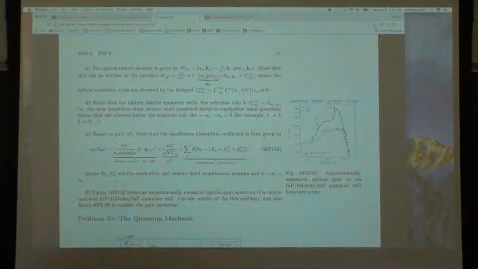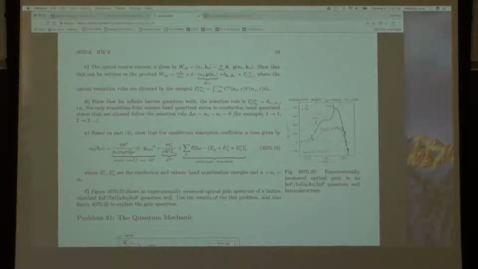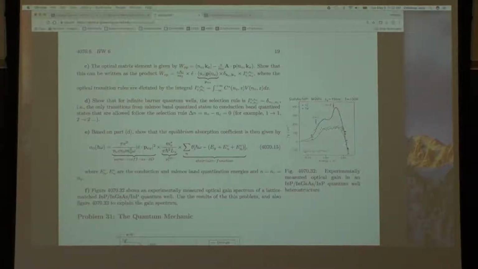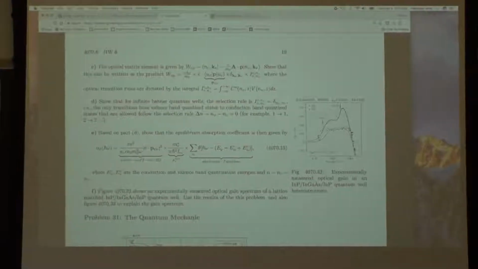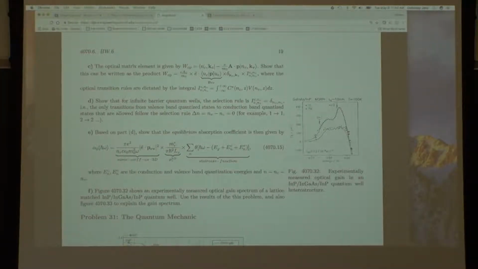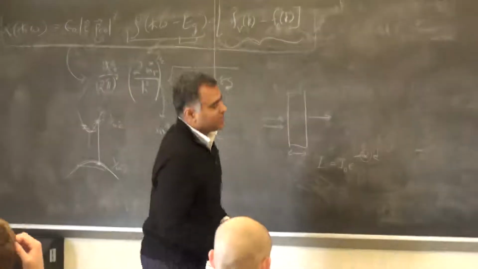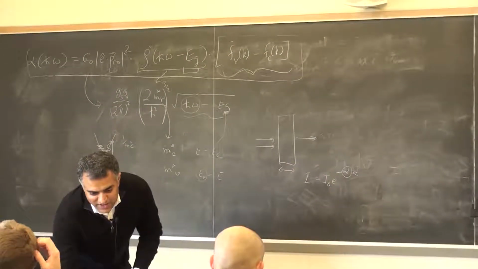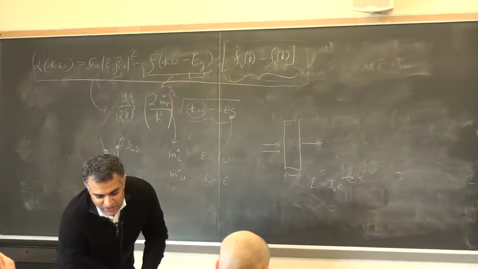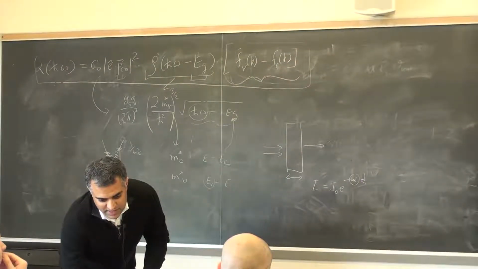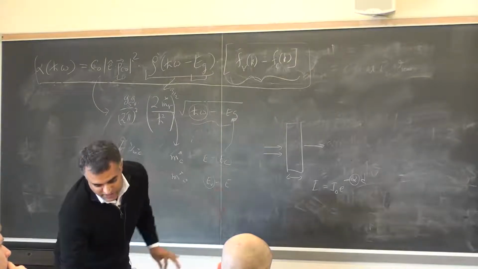The way you get gain is by playing with this term: you have to create a population inversion. You have to have these states occupied and these states empty. You have to flip things around, and that's how you get gain, and that's how you make a laser. All right, so let's get back and look at the microscopic processes here, and then get to that point today.